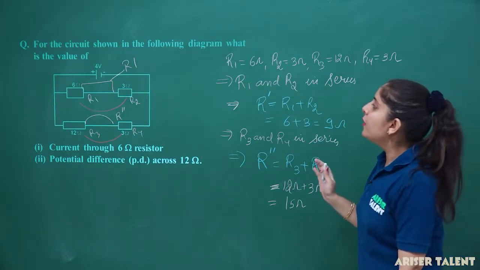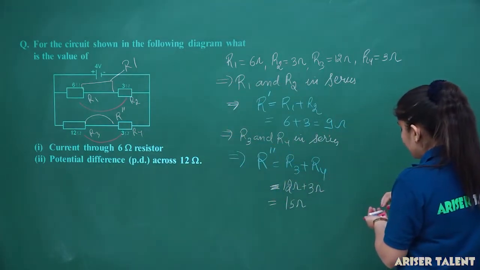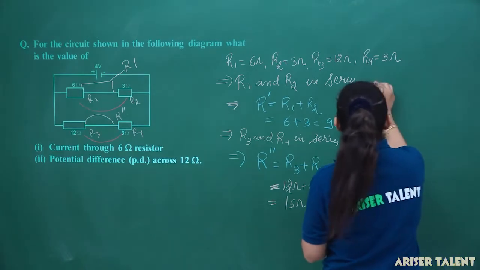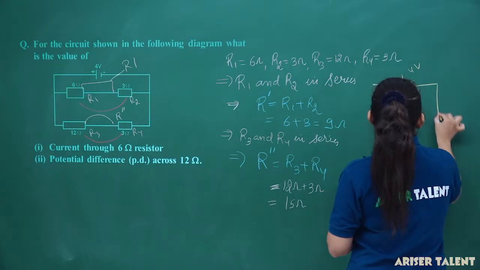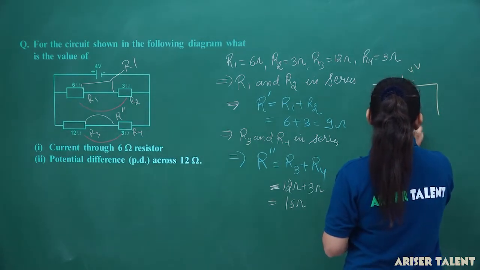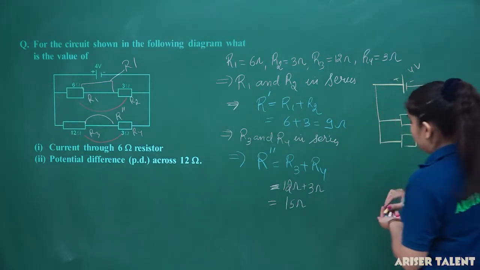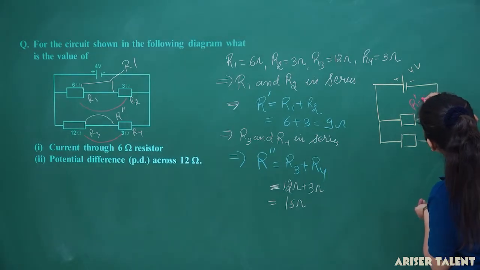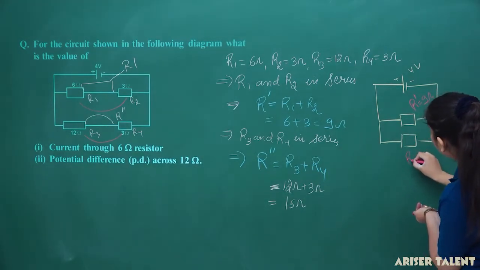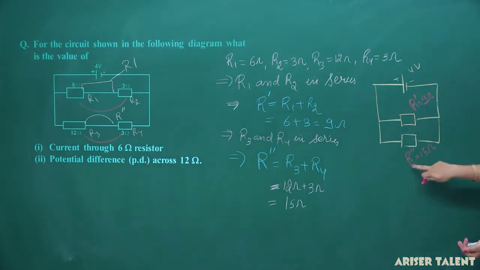Now if I am again drawing the circuit, I can find that these two resistances are connected in parallel. So let's draw the circuit again. This is our 4 volt battery, and these resistances came out to be like this. Now this is our R dash. R dash is 9 ohm and this is our R double dash. And what is the value of R double dash here? R double dash came out to be 15 ohm. This is our 9 ohm, this is our 15 ohm.